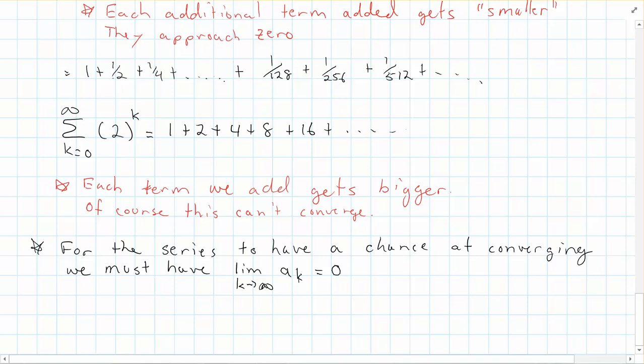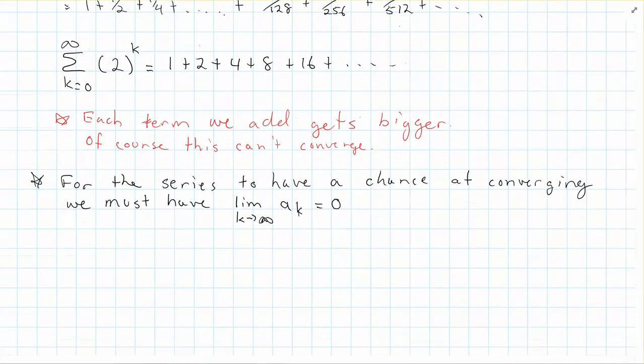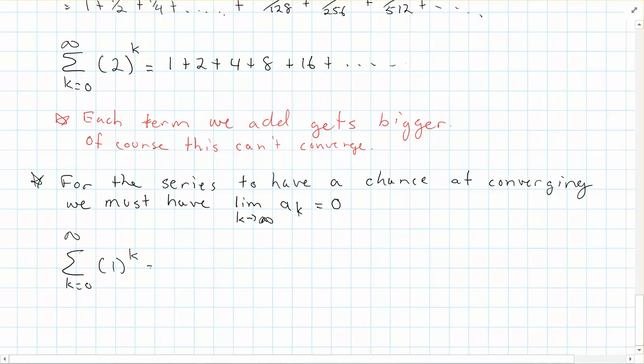Because if it doesn't get closer and closer to 0, even if it doesn't go to infinity, even if I do something like this, let's look at something silly here. Even if I were just to look at 1 to the k power, because this would just be 1 plus 1 plus 1 plus 1 forever. The number's not getting bigger or smaller than I'm adding. I'm just always adding 1. But if I'm always adding 1, I'm still going to go off to infinity.